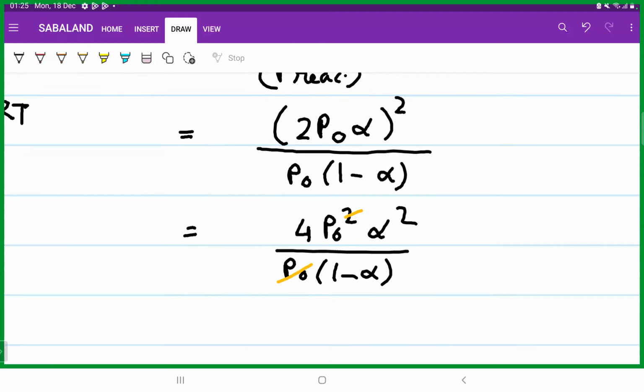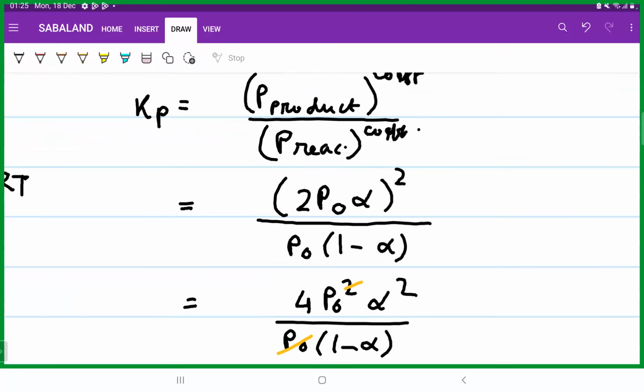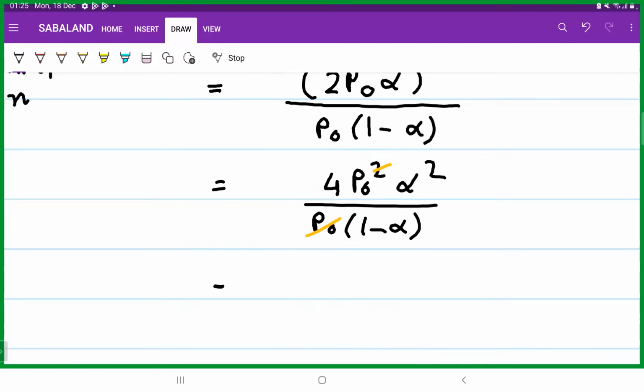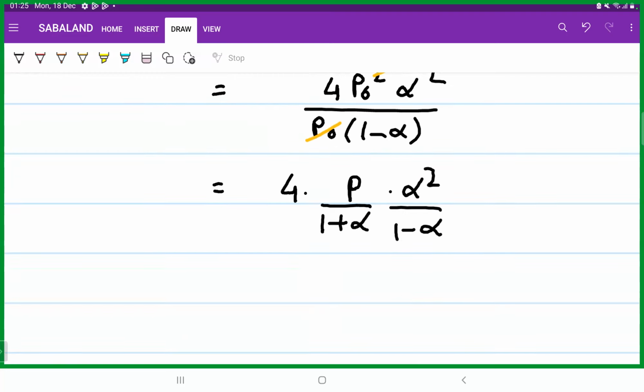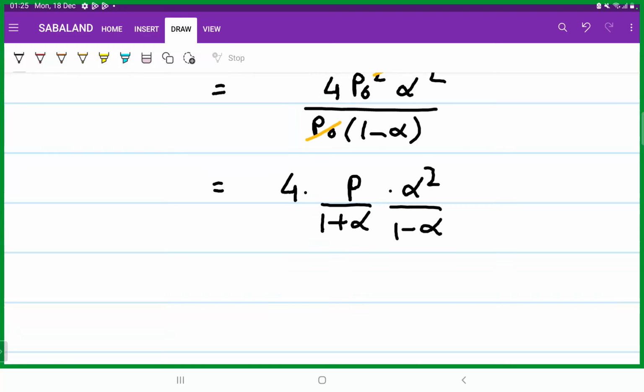Now we will put the value of P naught in terms of P because that is what we have to find, right? P has been given, not P naught. So this will be P divided by (1 plus alpha), times 4 alpha square over (1 minus alpha). So this will basically be 4 P alpha square by (1 minus alpha square). This is equal to Kp, right?